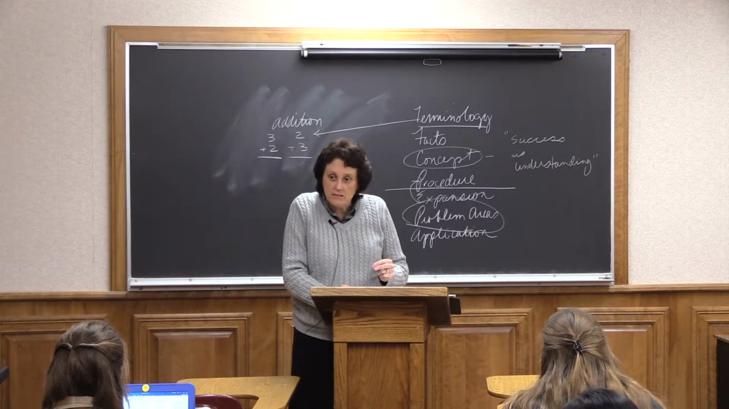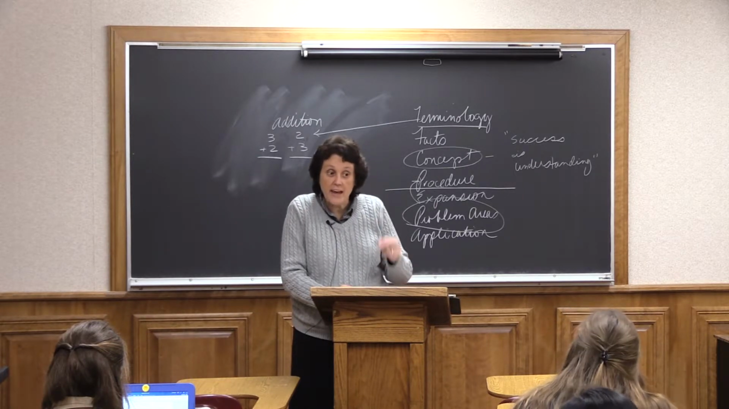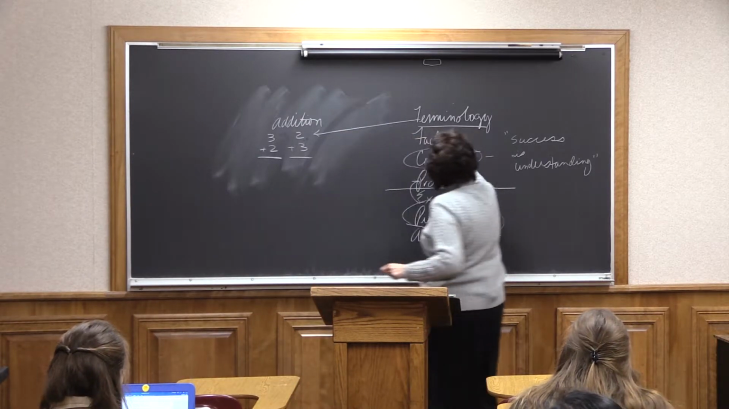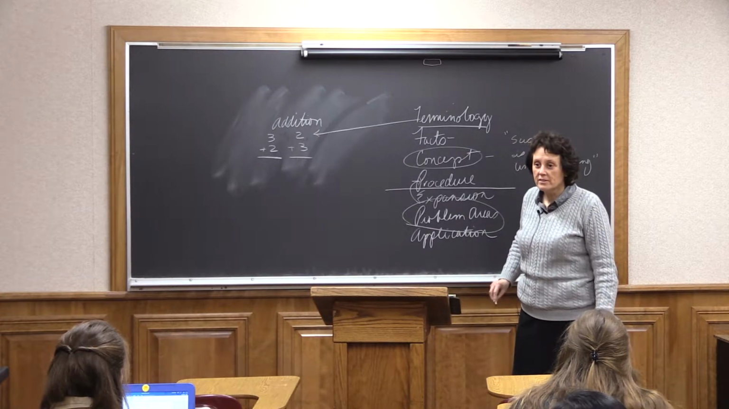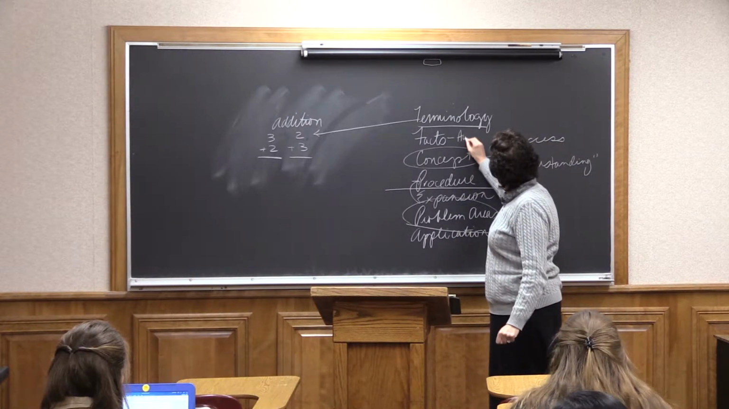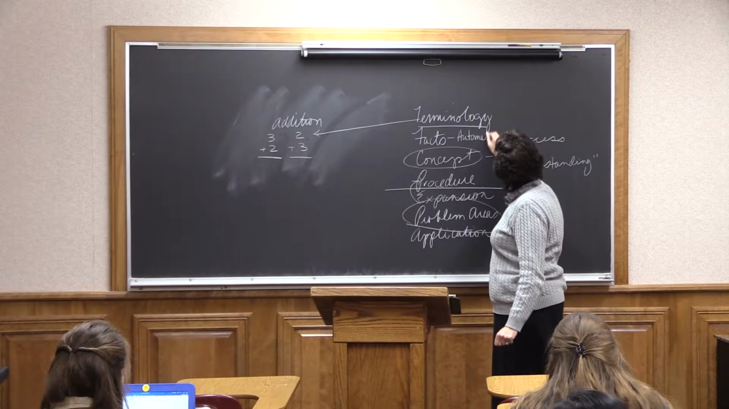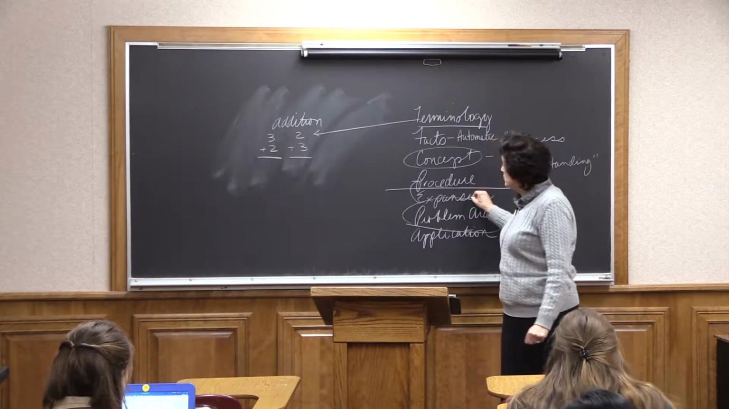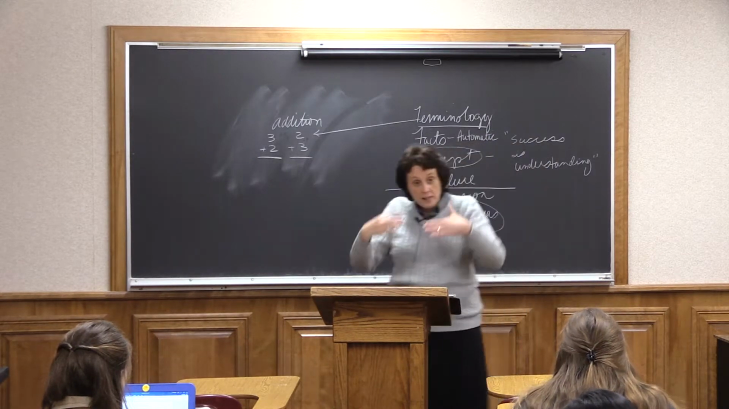So what do you need to do? You need to make sure that they are, what's the word here? Automatic. So you're paving the way. You're paving the way for their expansion into doing multiple long column addition.